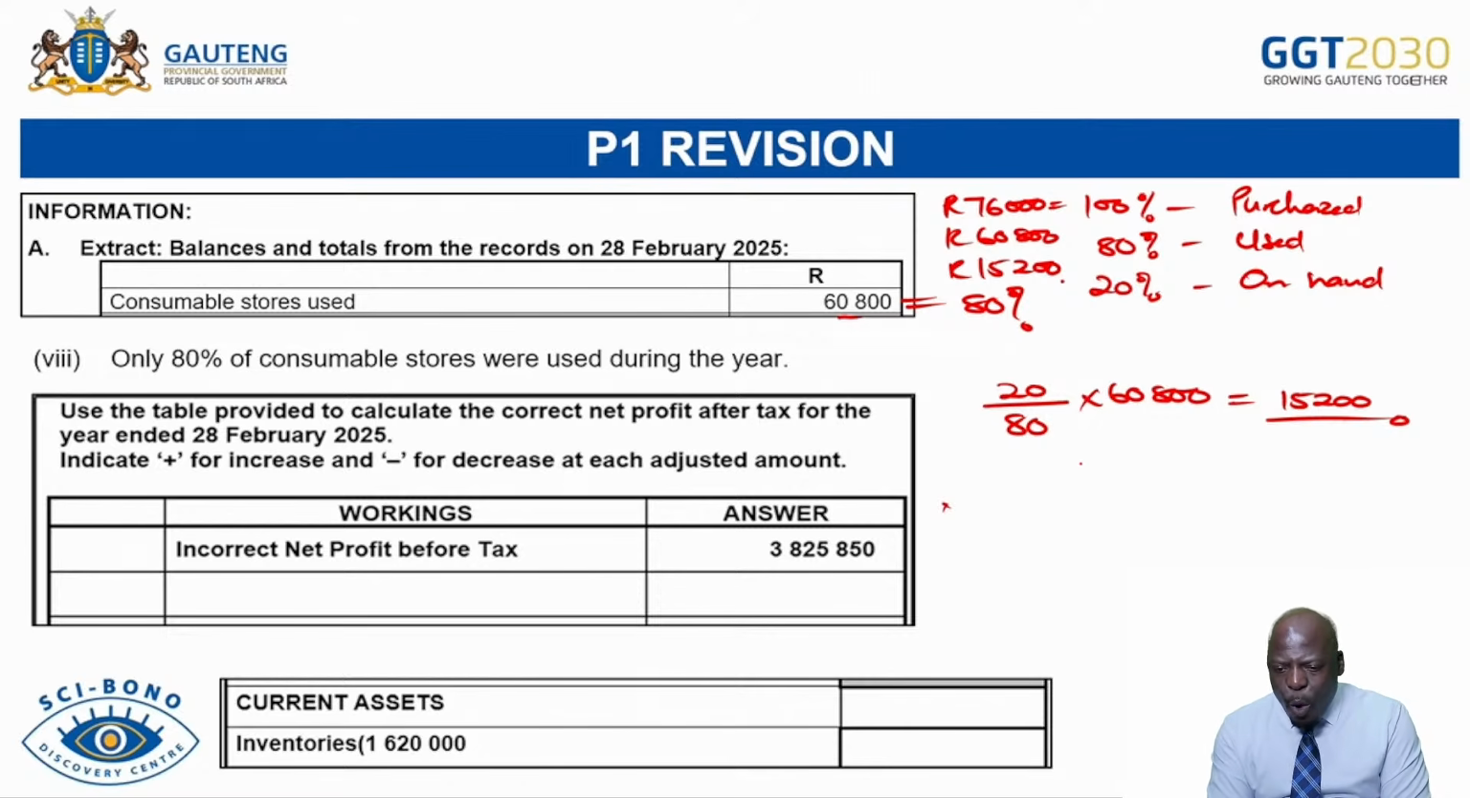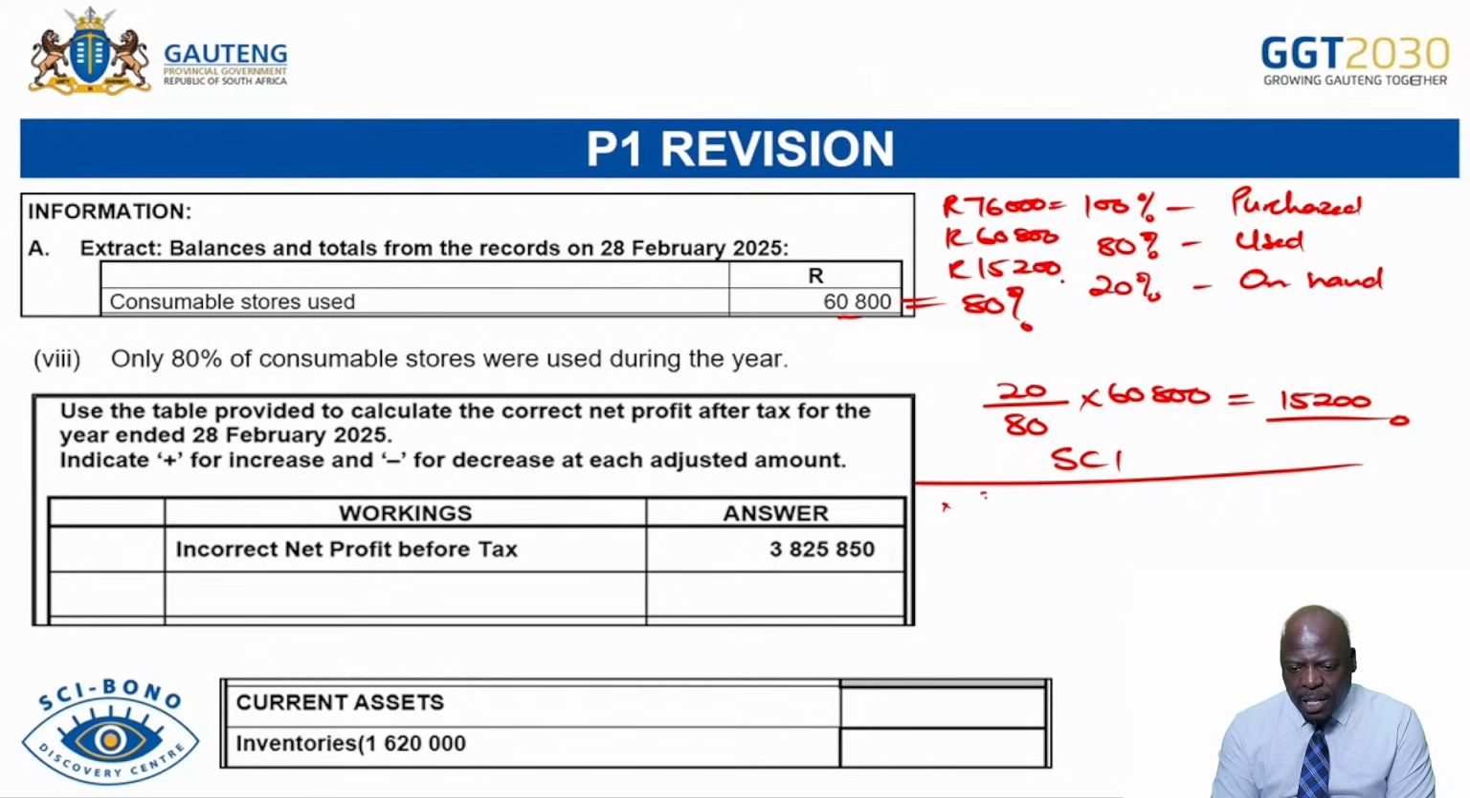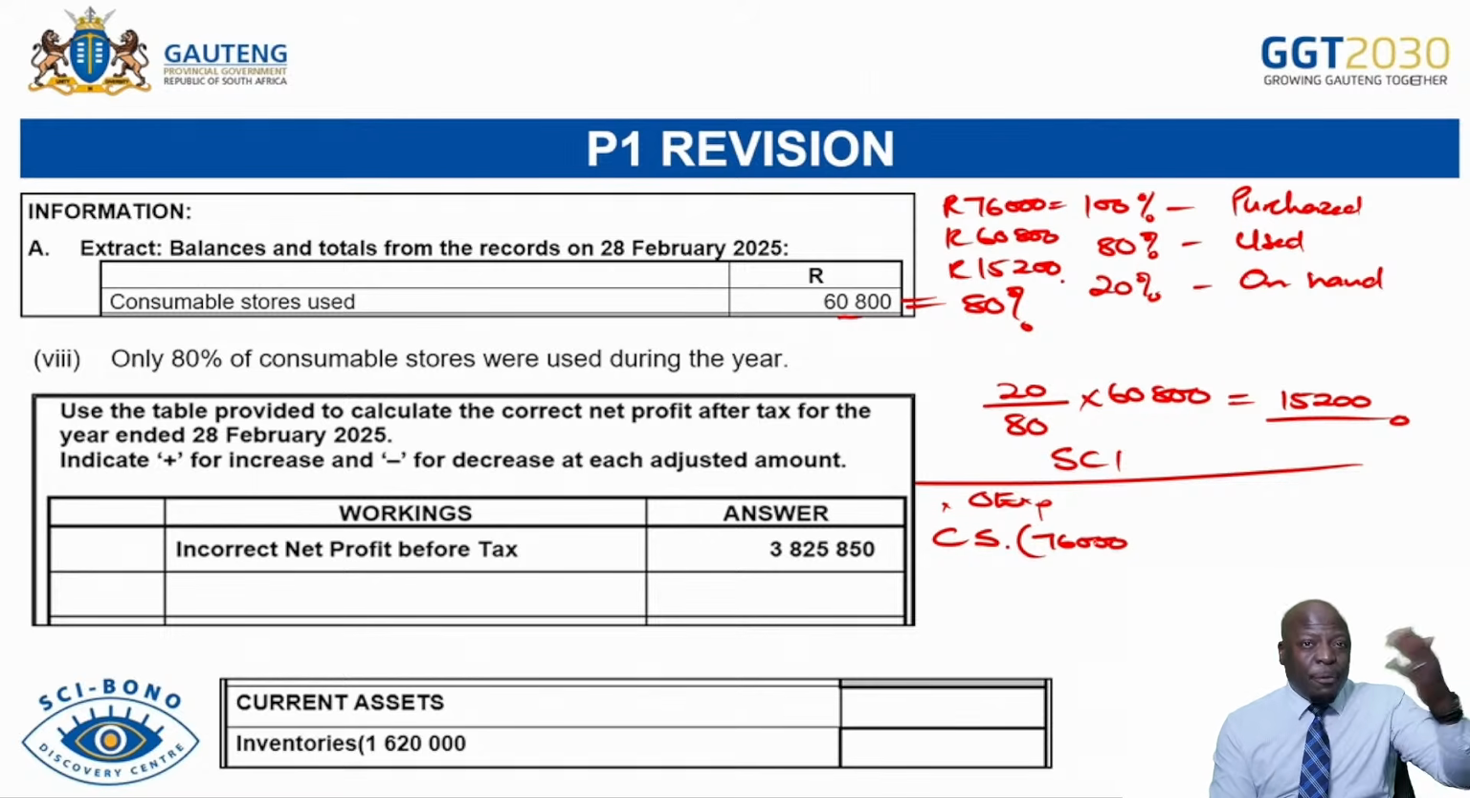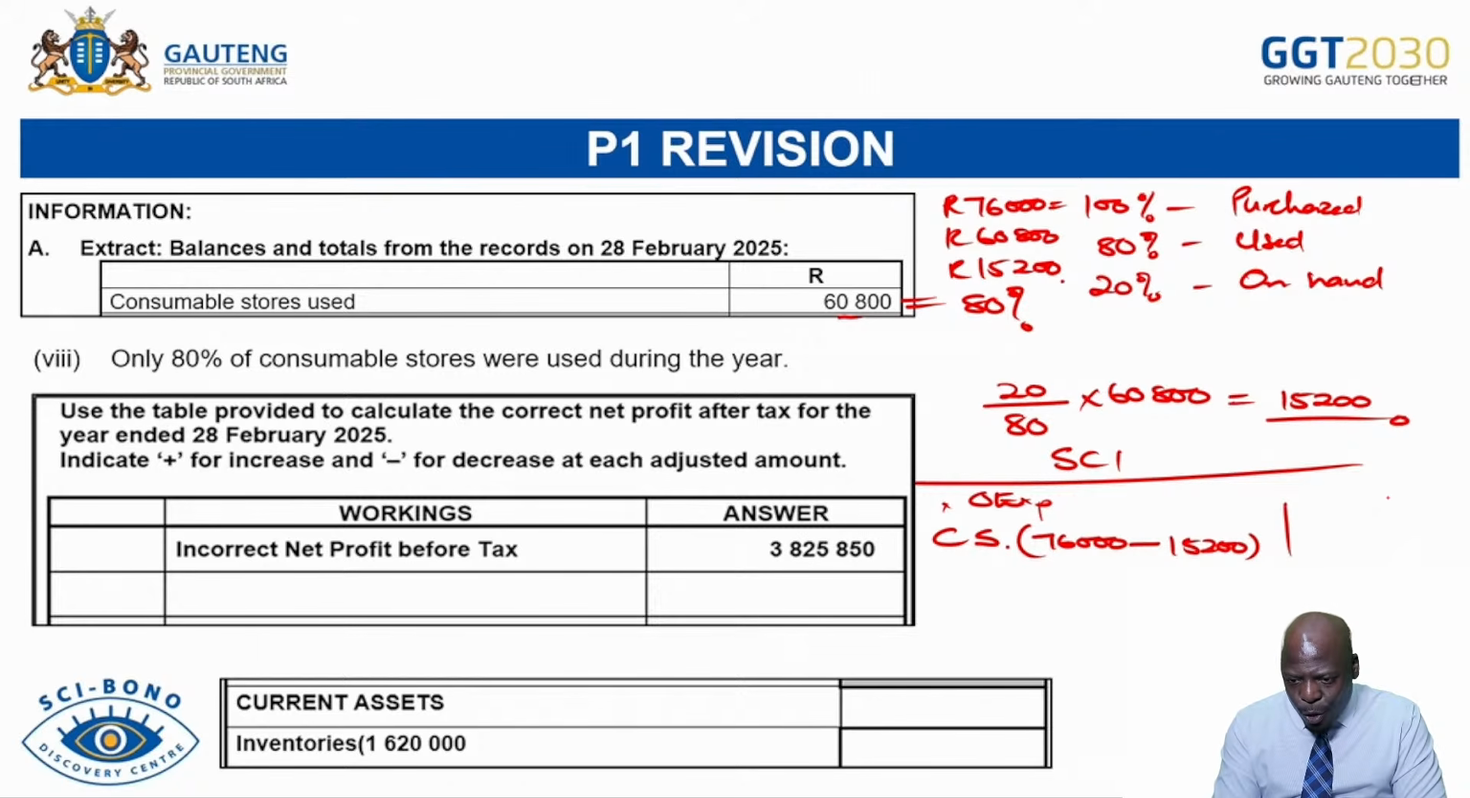Okay. If we were preparing the statement of comprehensive income, we would come under operating expenses and would have consumable stores. And we would therefore say 76,000, which is what we paid for the consumable stores, minus the ones on hand, which is 15.2. Therefore, the used one, which is 60,800, is what we record here in the statement of comprehensive income. This is how we do this adjustment. The used always comes here.